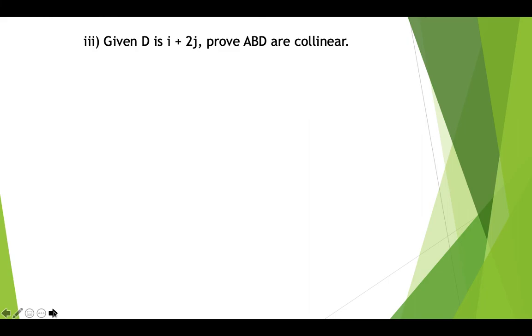Now we're going to say on the same question, given D is i plus 2j, prove A, B, D are collinear. So again, showing that they're on the same line. So AD is -5, -6 plus 1, 2. So AD is -4, 8.